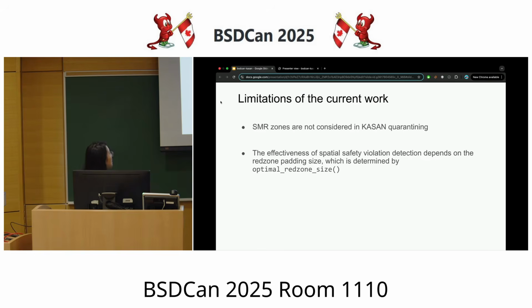So a very quick overview of the limitations that I can think of. I'm sure there are many more limitations. For quarantining, I don't consider SMR. I looked a bit through SMR zones. I think it's not really necessary to add quarantine in there, but correct me if I'm wrong, because it's a bit complex. And then, as I said, the effectiveness of detecting overflows really depends on the red zone padding size and the specific bug.